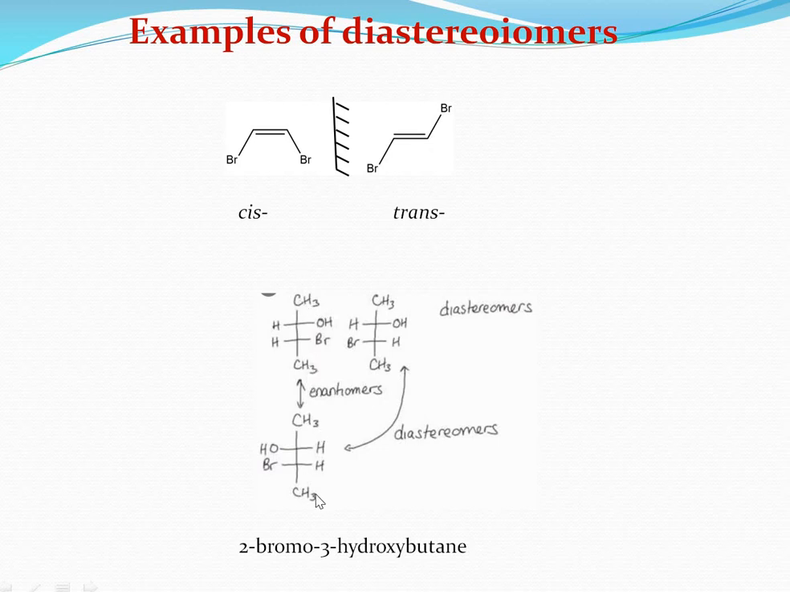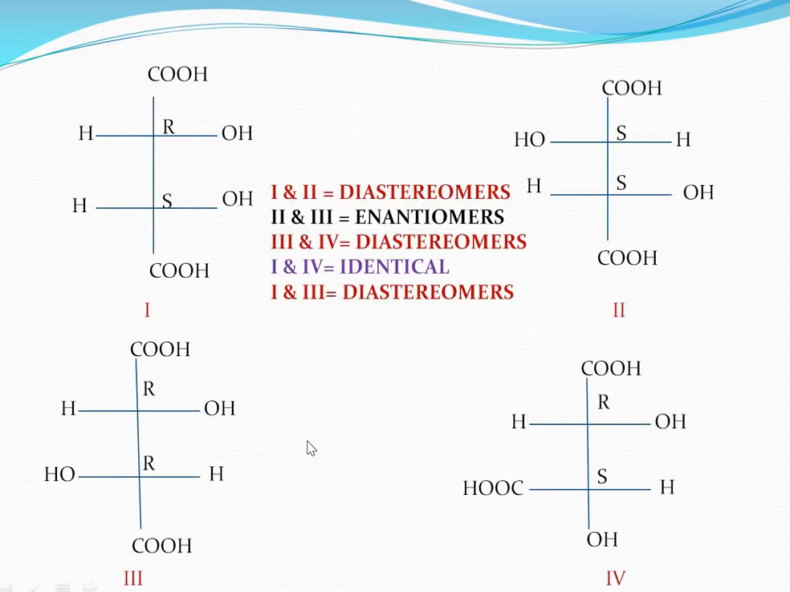If we look at first and third, here both chiral carbons have the opposite configuration. So these are enantiomers.